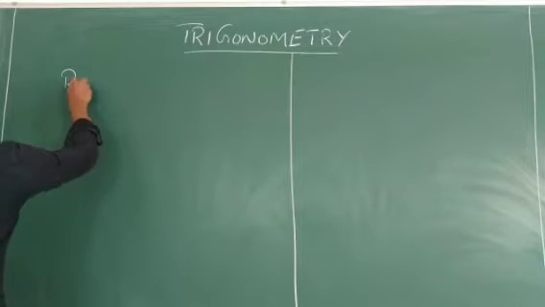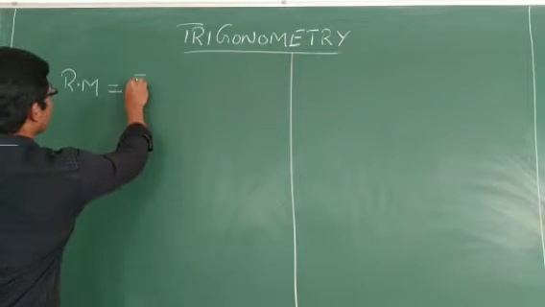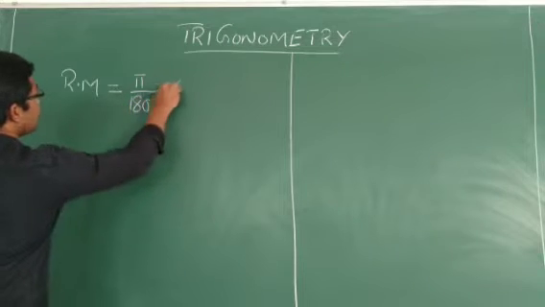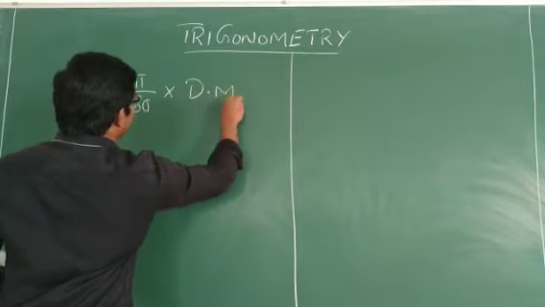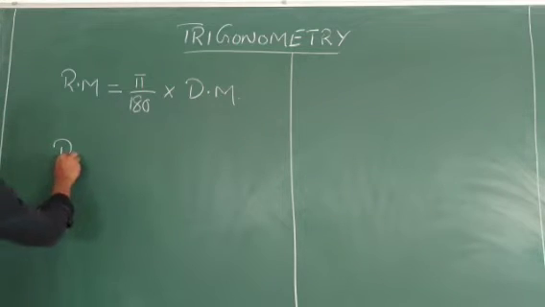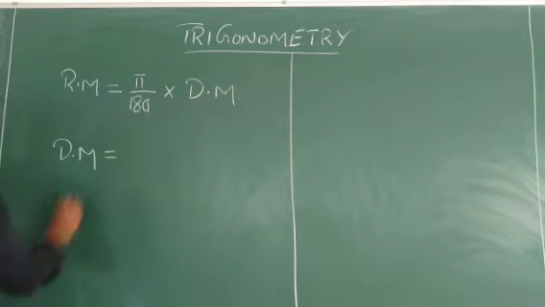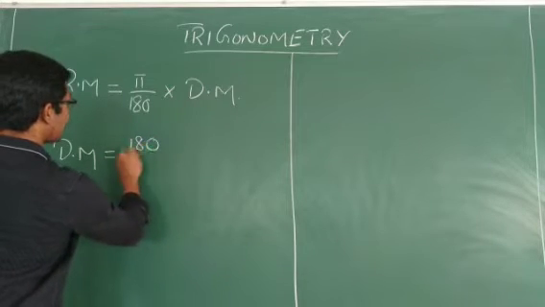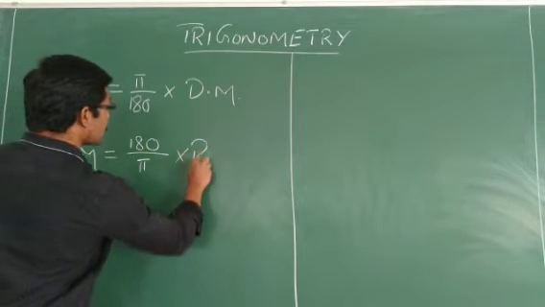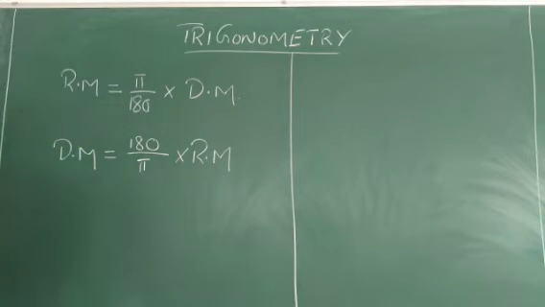Radian measure is equal to pi by 180 into degree measure. And if we want degree measure, degree measure is equal to 180 by pi into radian measure. So these are the two formulas we can use for converting from one measure to another. We can convert from degree measure to radian measure, and from radian measure to degree measure.